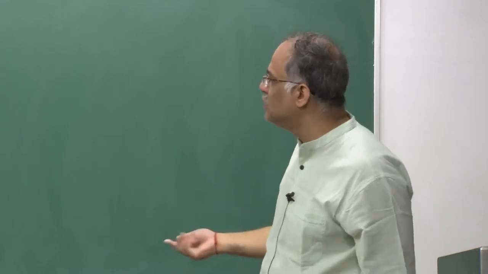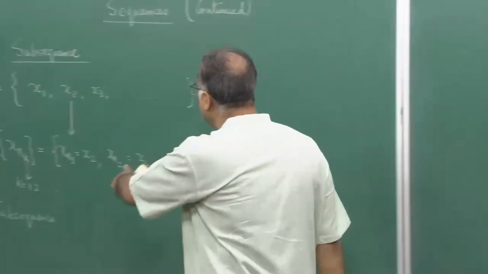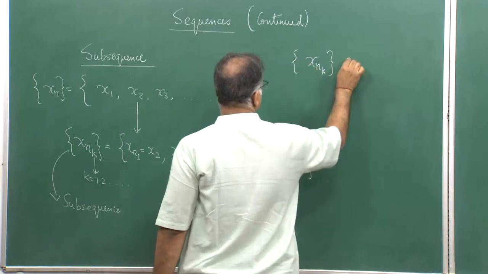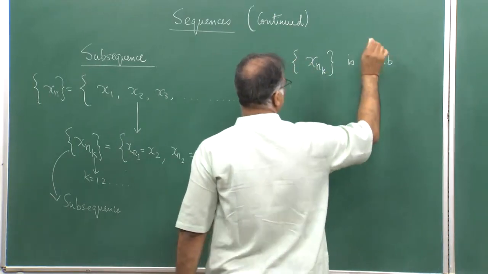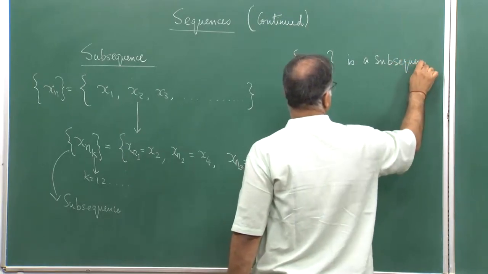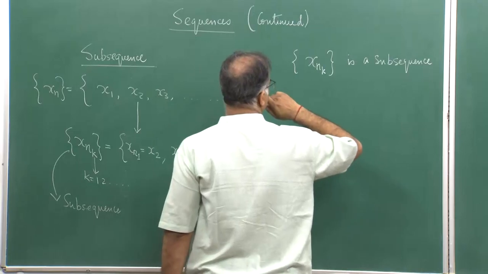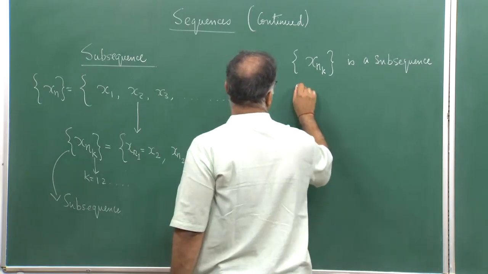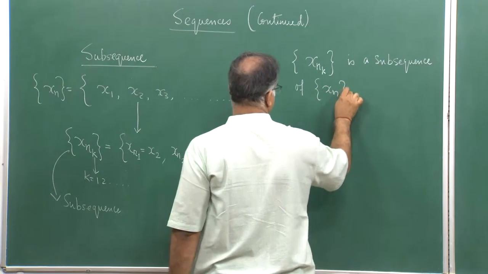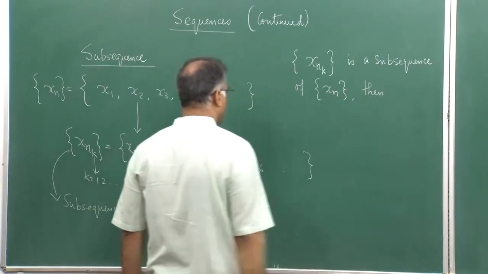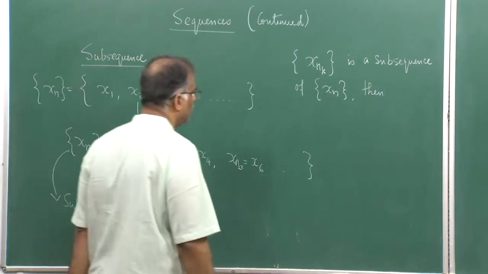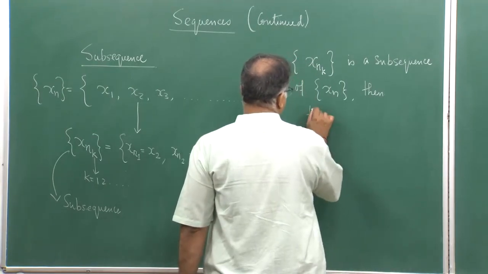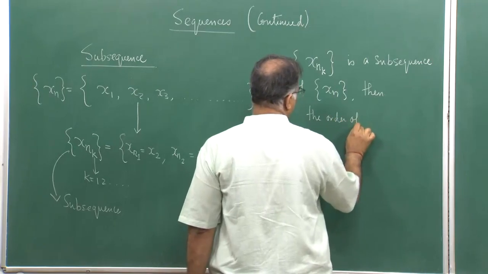So I have given one example. How do I put this in a mathematical language? So xnk is a subsequence of xn, then the order of the elements of the sequence has to be maintained.